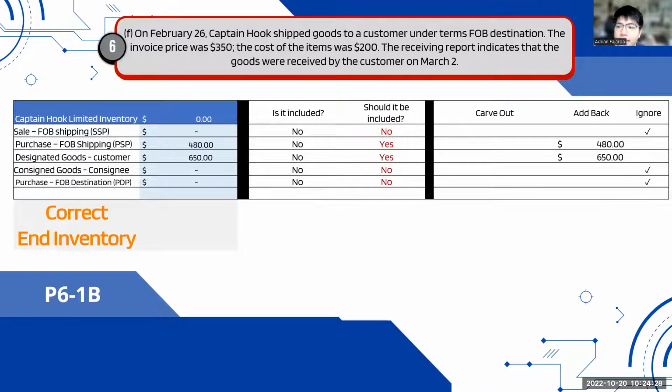And then finally, the last one would be a sale FOB destination point. Would we include or not include this? Include po, sir. Got it. Yeah. So SDP. And therefore, what would be the net effect for this? So add back $200. Yep, correct. So this is good.